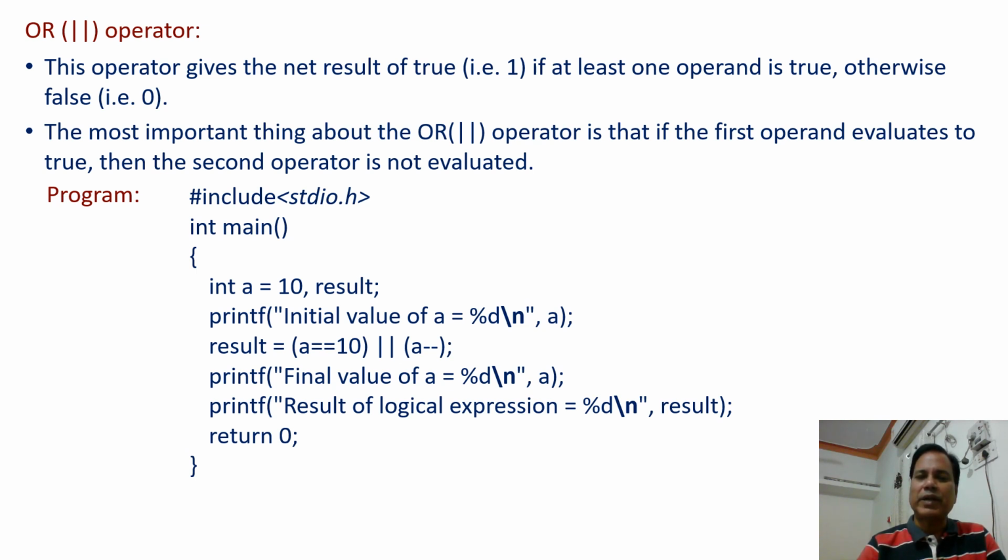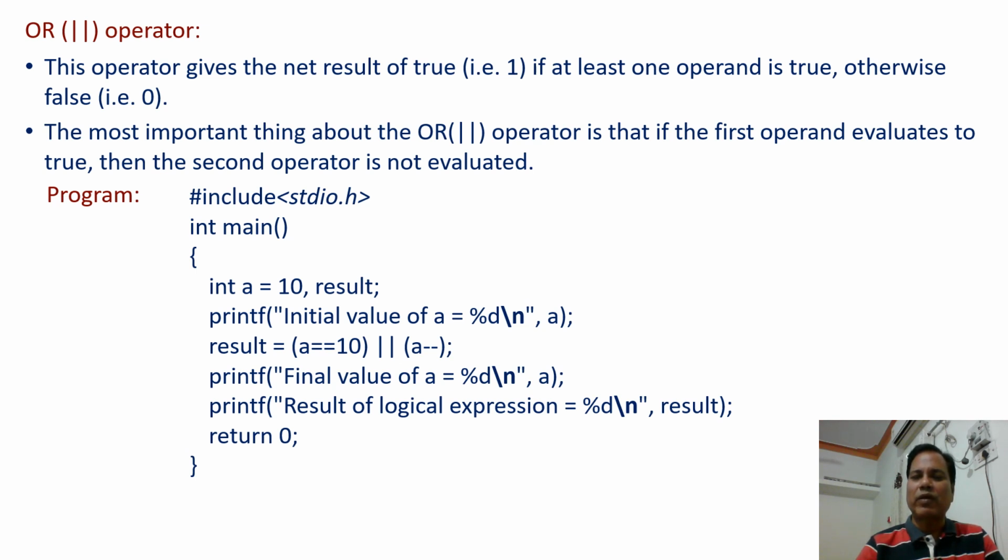Then the next statement is result equal to A equals 10. So here the value of A is 10 and it is equal to 10. So the condition is true. So once a condition in the OR operator is found to be true, the next condition is not checked. So its output result is always true, that is 1. So 1 is assigned to the left side variable result, and then we print this result using the printf statement.